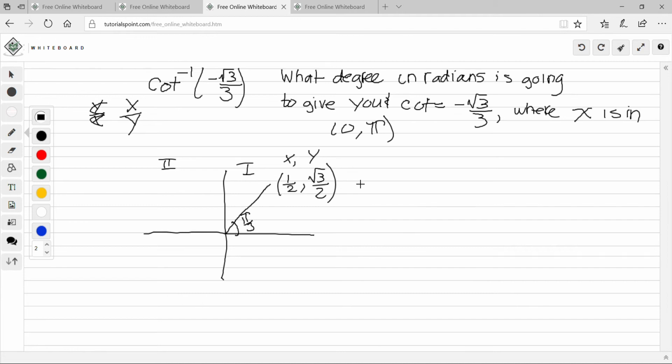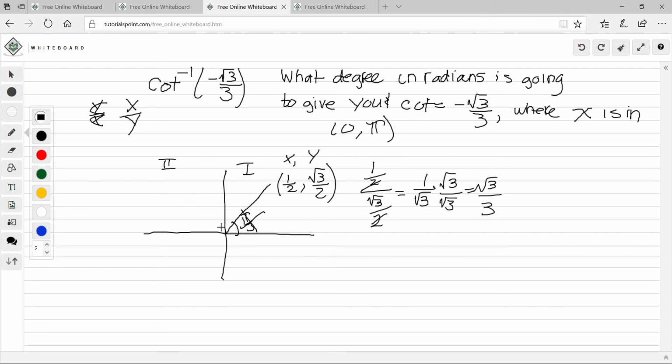So cotangent would be x over y, so cotangent of that would be 1/2 over root 3 over 2. The 2's cancel, so you're left with 1 over root 3, and then you rationalize the denominator, so you multiply top and bottom by root 3. We get root 3 over 3. Does this give us negative root 3 over 3? No, we're given negative root 3 over 3, so we can't use pi over 3.